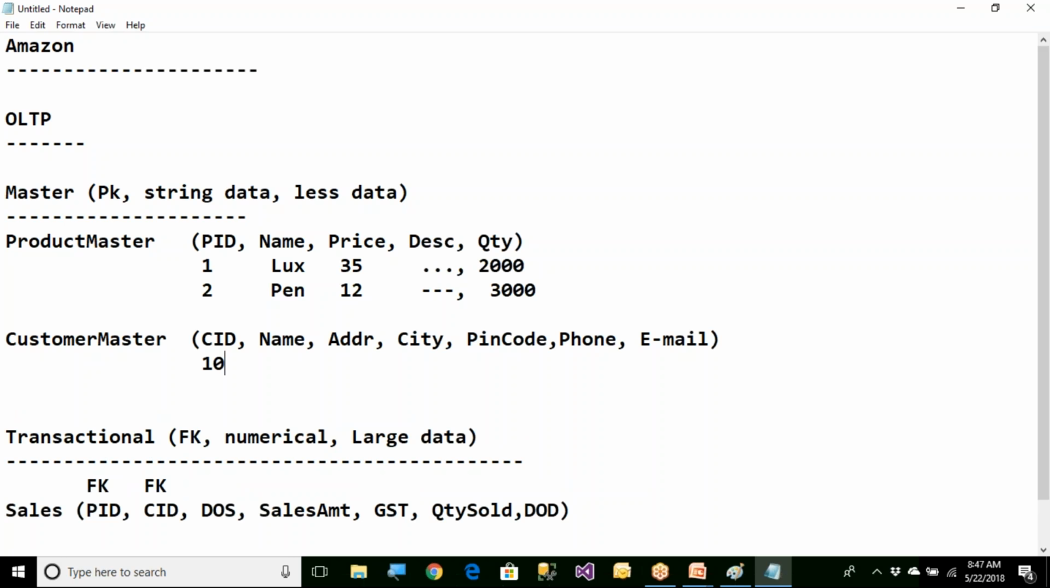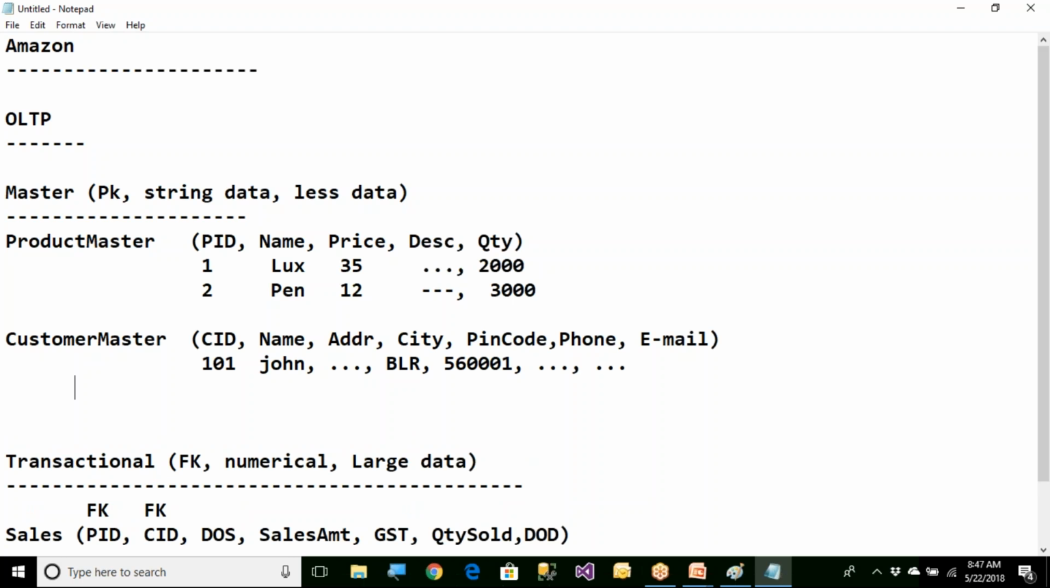So I have customer ID one, say John, and some address in Bangalore. The city is Bangalore, and the pin code is 56001, and phone number some dot dot dot, email ID some dot dot dot. Everything will get captured there. And I have one more customer called 101, say Ravi, from some address. He's staying in Hyderabad, with some pin code number. Let us forget about this data. All this data will get registered.